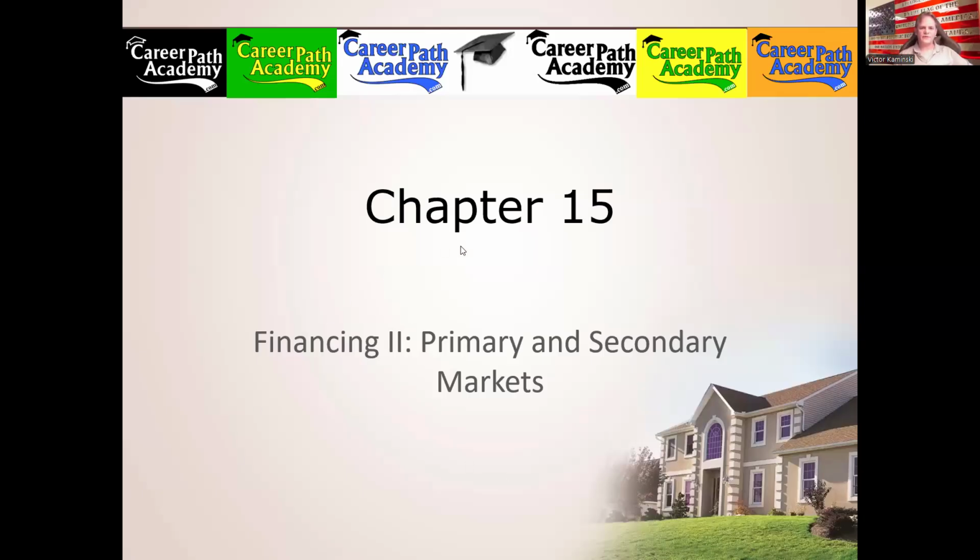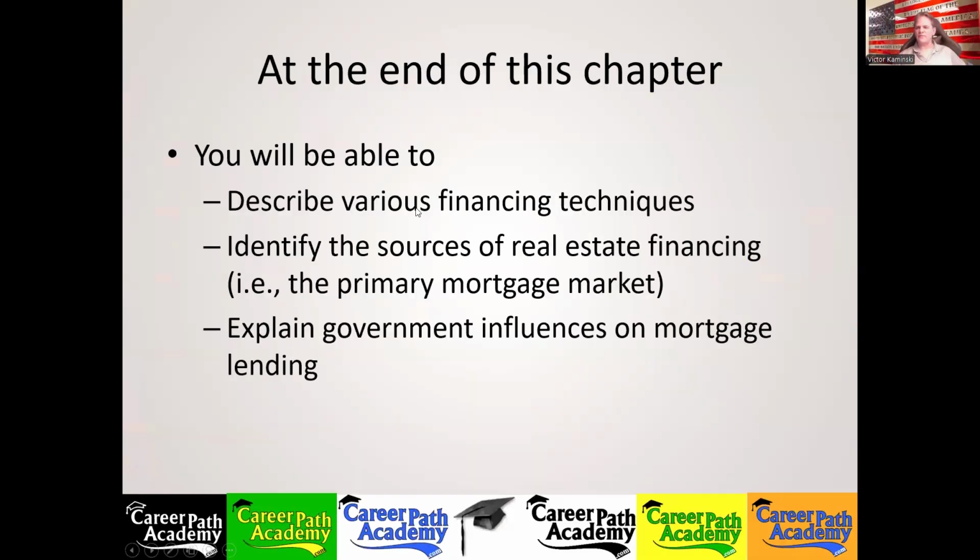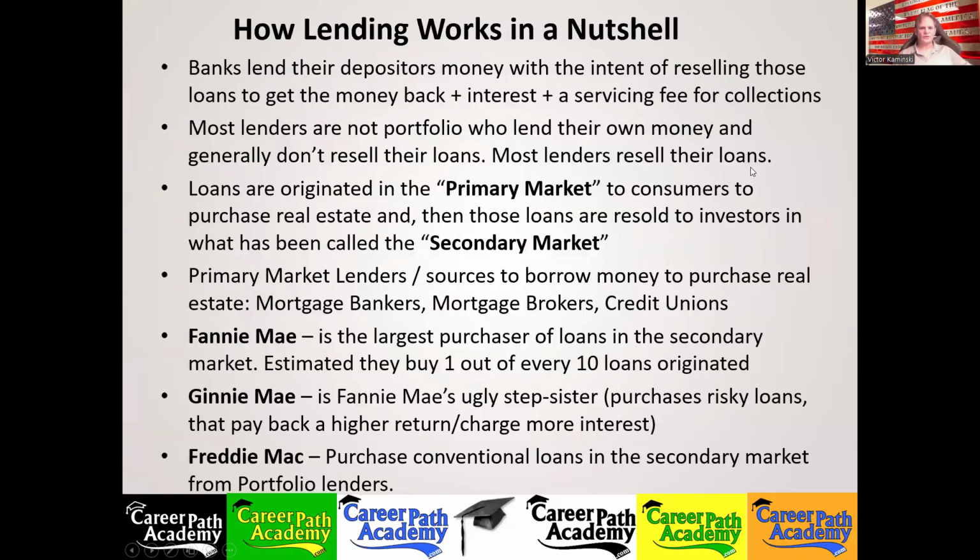All right, Chapter 15, Financing 2, Primary and Secondary Markets. So, in this chapter, we're going to describe various financing techniques, identify the sources of the real estate financing, where the money comes from, even though we did some of this already in the last chapter. Explain government influences on mortgage lending. We've also spoke about that. I even showed you a little video that explained a bit about how lending works.